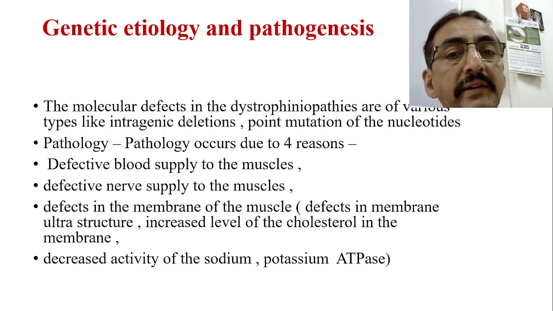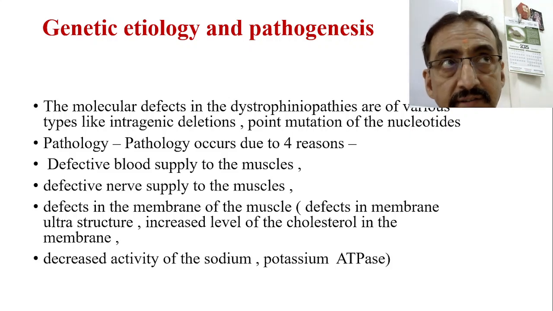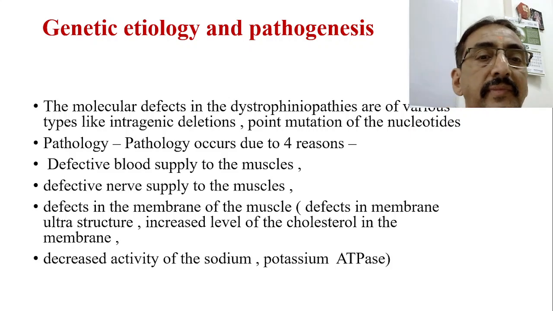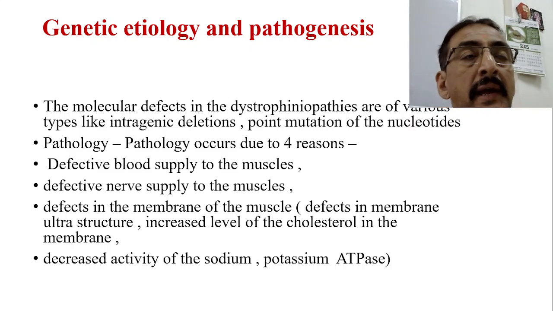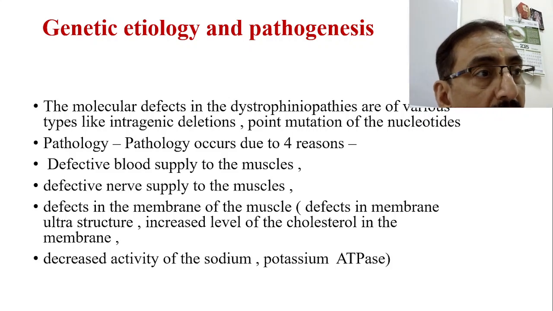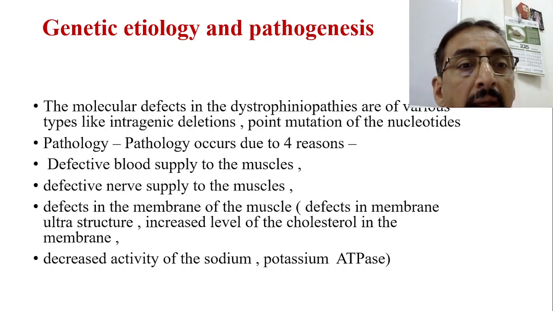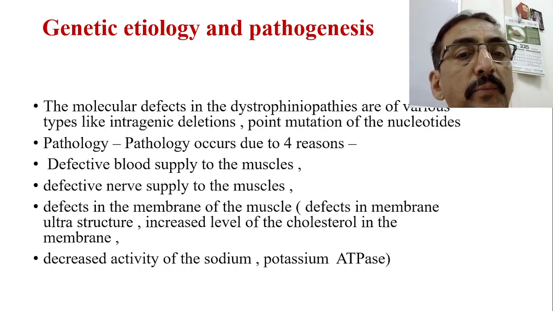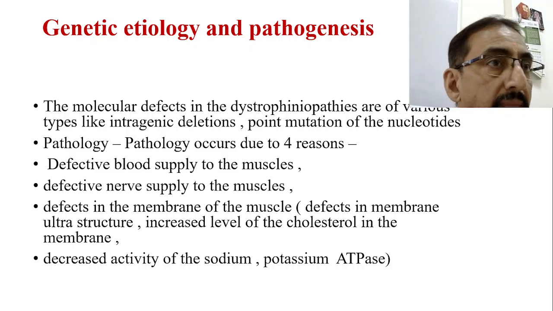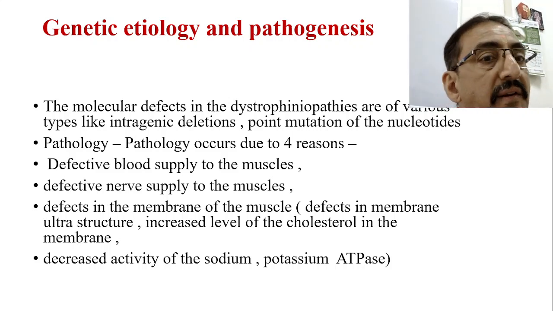But why does the pathology of DMD start? Muscular dystrophy starts because of four reasons. Number one, because of the abnormal functioning of the dystrophin, the connection between the vascular compartment and the muscle compartment is affected, and therefore there will be a defective blood supply to the muscles. Number two, there is defective nerve supply to the muscles.